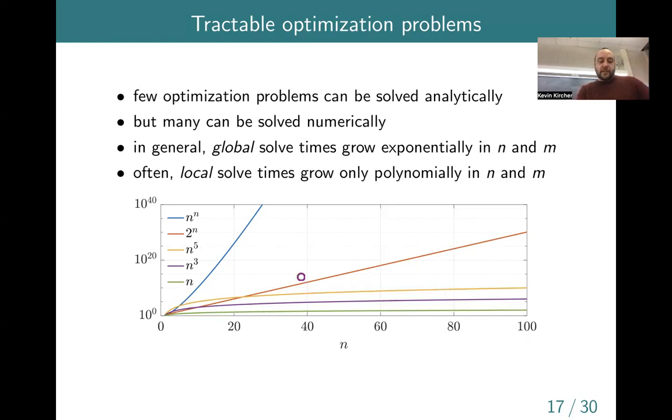Okay, so all of these functions here, the polynomial functions, n cubed, n to the fifth, they all look kind of flat, right? Which just means they're growing quite slowly. And then the function 2 to the n, this is kind of the simplest exponential function you can write down, looks like it's growing much more quickly.